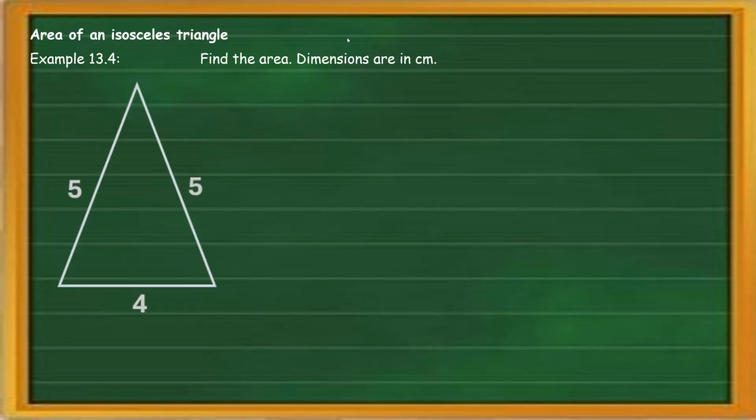So the last part of lesson 13 is about finding the area of an isosceles triangle. So an isosceles triangle has two equal sides like this one here. It's got two sides that are both 5 and the base is 4. And we want to find the area. Remember, the formula for area is base times height over 2. And we have the base of this triangle, but we don't have the height.